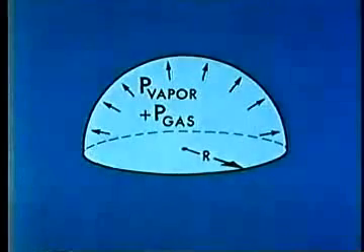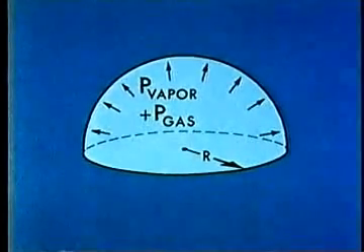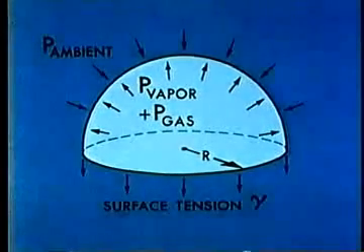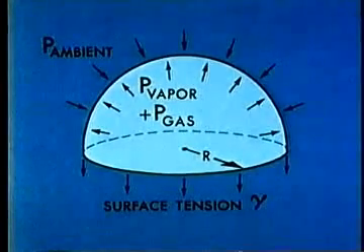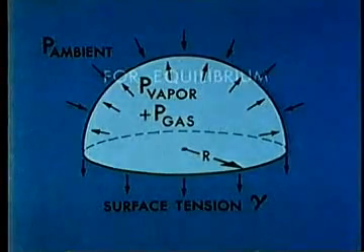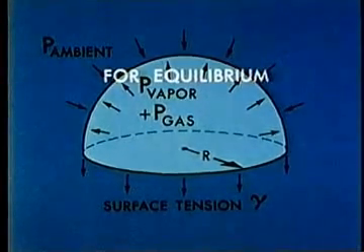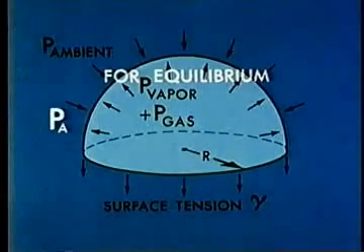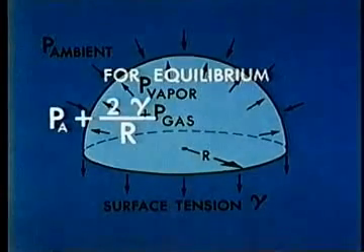The internal forces produced by the partial pressures of the gas and vapor within the nucleus must be balanced by the ambient pressure and the surface tension pressure at the nucleus-water interface. Thus, the condition for static equilibrium is that the ambient pressure plus the surface tension pressure equal the vapor pressure plus the gas pressure. We've plotted this equation for a nucleus with a particular gas content.